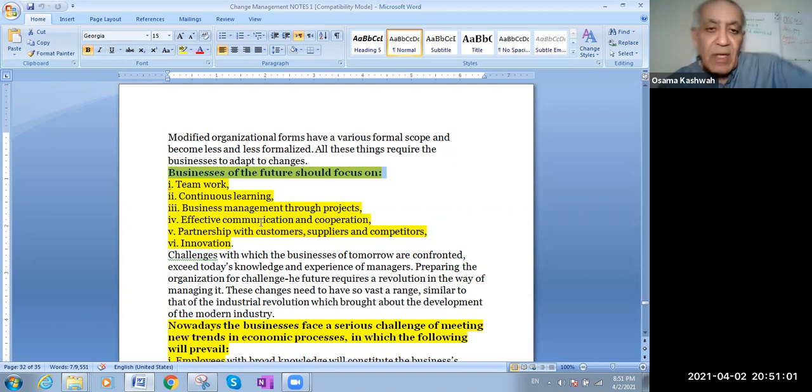Okay, let's go. The business of the future should focus on teamwork instead of the traditional hierarchy and structures of nowadays, which depend on the classical structures of organizations. No, it will depend more on teamwork. Continuous learning, as an example. Now every day we need to be updated. For that reason, we have to be very changeable. Every day the world is changing, so we also have to update our knowledge of all the changes happening everywhere in the world. Business management through projects, effective communication and cooperation.